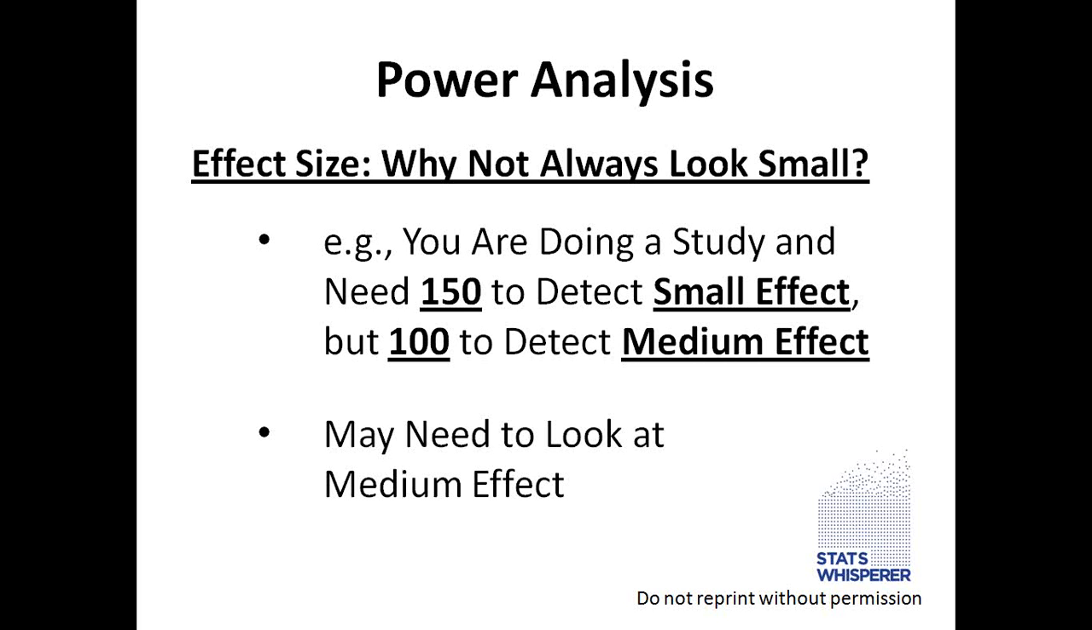So let's say you're doing a study, right? And you have to collect your own data, and you have limited time, money, and resources. Well, you find out to detect a medium effect, you need 100 people. To detect a small effect, you need 150. So based on your resources, you can only collect data on 100 people, and then you can only detect a medium-sized effect, right?